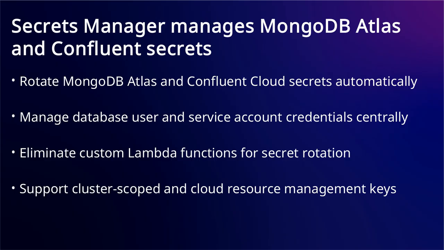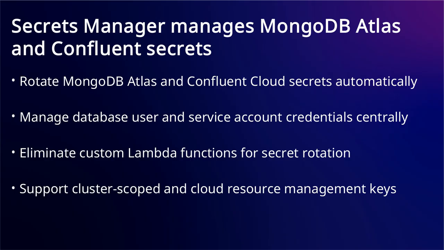You can rotate MongoDB Atlas and Confluent Cloud secrets automatically using partner-provided rotation logic without deploying Lambda functions in your account. You can manage database user and service account credentials centrally for both platforms, including SCRAM authentication and OAuth secrets for MongoDB Atlas and API keys for Confluent Cloud service accounts.